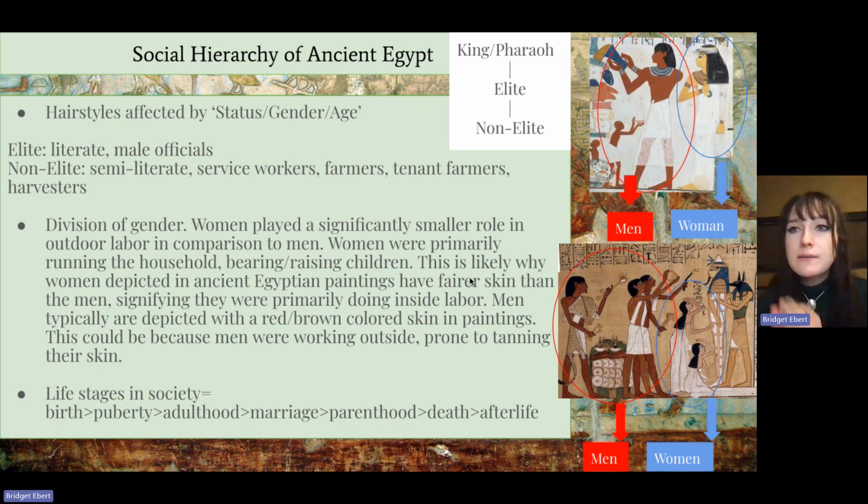On the right-hand side with these images, circled in blue, I have the women with this fair, yellow cream skin. Men typically are depicted with a red, brown colored skin in paintings, and this could be because men were working outside, which is prone to tanning their skin. Highlighted in the red circles, I have the men in these paintings. And the ancient Egyptians believed in these life stages in society: birth to puberty, to adulthood, to marriage, to parenthood, to death, and then to the afterlife is what they were living for.